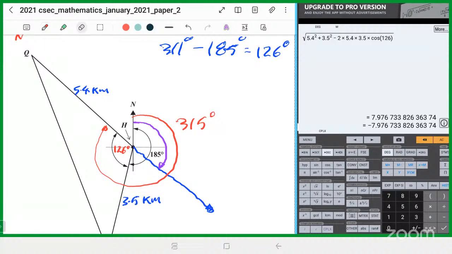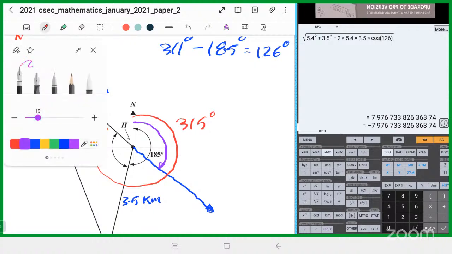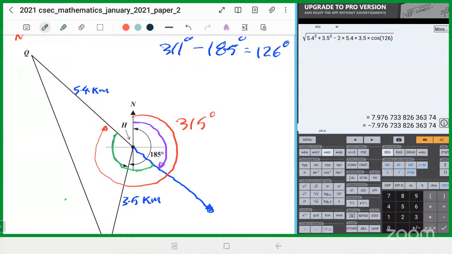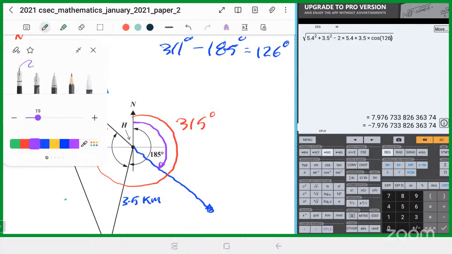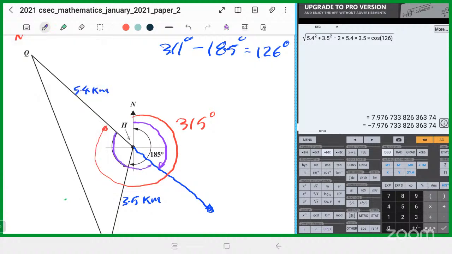Of that 315 degrees, this piece up to here is 180. The whole thing in red is 315, which will be the sum of the angle that you want right here and the 180. It means that the angle that you want, I should use a different color, let's use green. From here to here is 180 degrees. That's a straight line, 180 degrees.